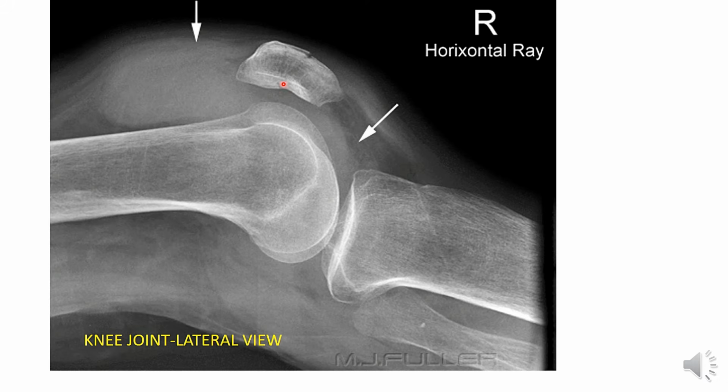You can see it lies in the front of the lower end of the femur, 1 centimeter above the knee joint. The parts of the bones which are seen: lower shaft of femur, the two condyles of the femur overlapping with each other, patella, two condyles of the tibia overlapping with each other. Here you can see the tibial tuberosity in the anterior aspect of the upper end of the shaft, and this is the fibula. So this is a knee joint lateral view.